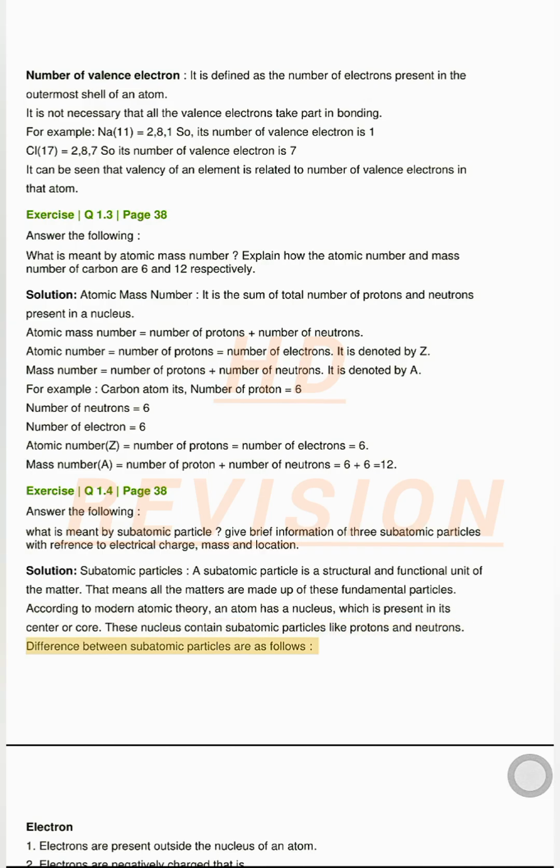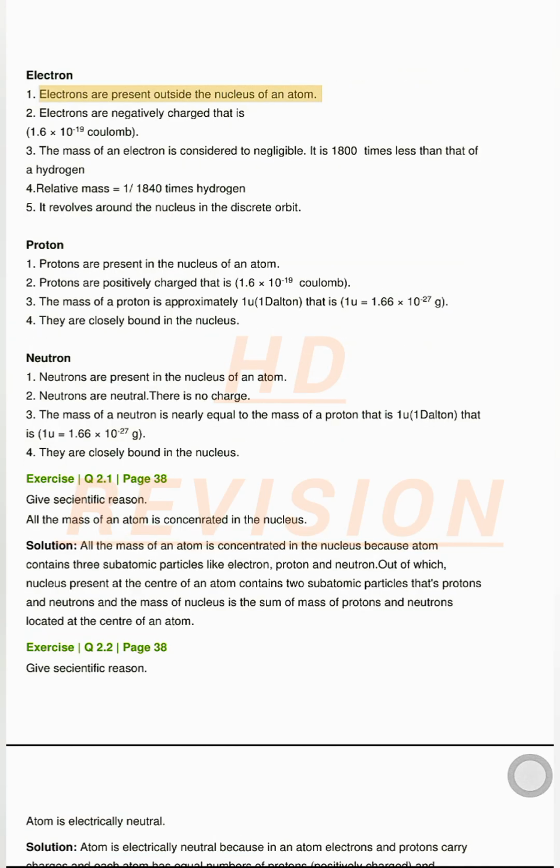Difference between subatomic particles are as follows. Electron: 1. Electrons are present outside the nucleus of an atom. 2. Electrons are negatively charged, that is 1.6 times 10 to the power minus 19 coulomb. 3. The mass of an electron is considered to be negligible. It is 1800 times less than that of a hydrogen atom. 4. Relative mass equals 1/1840th times hydrogen. 5. It revolves around the nucleus in the discrete orbit.